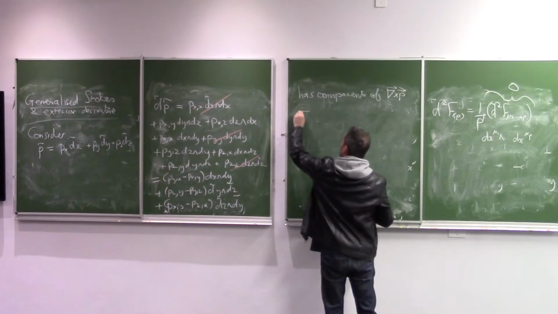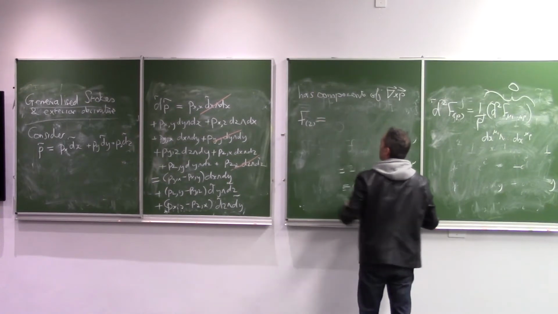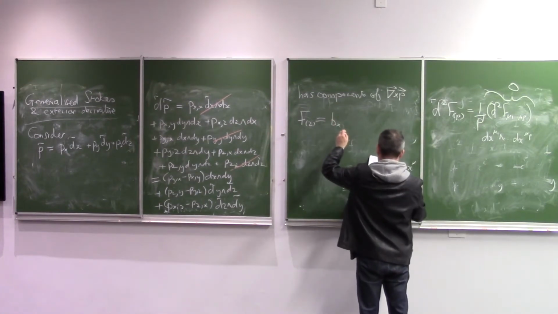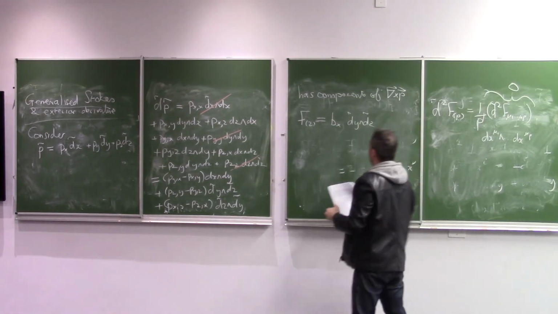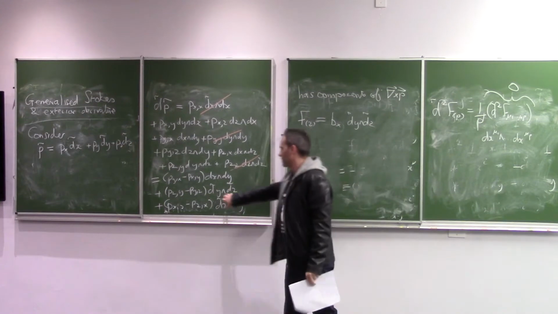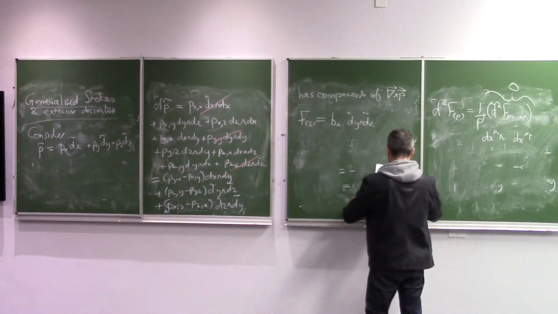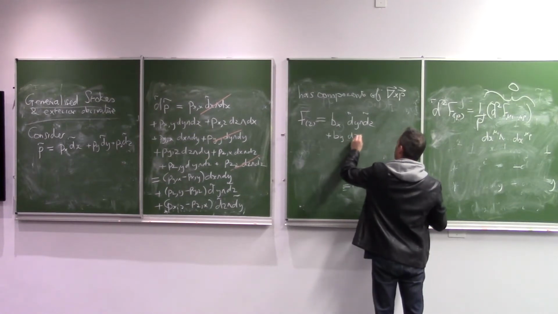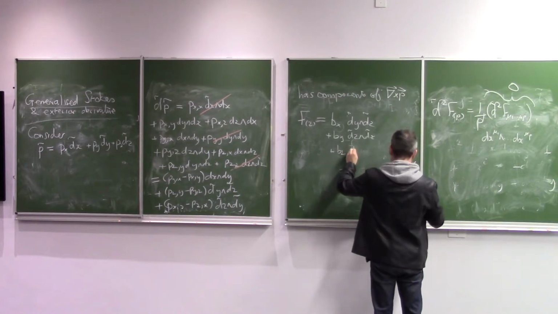So now let's consider a two-form, which I'm going to write in a way that should make sense from there. I'm going to call it Bx dy wedge dz. I'm calling that Bx because this is related to the x component of the curl of B. Plus By dz wedge dx, plus Bz dx wedge dy.